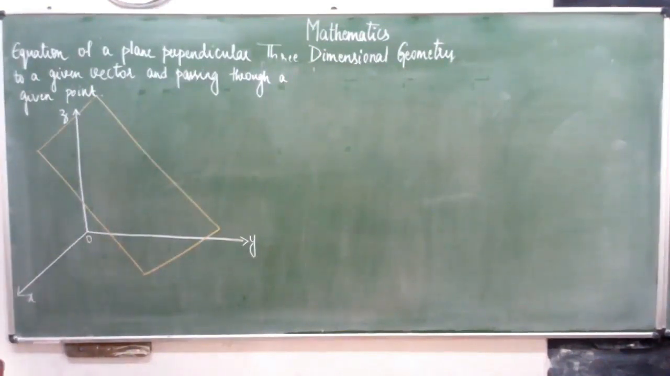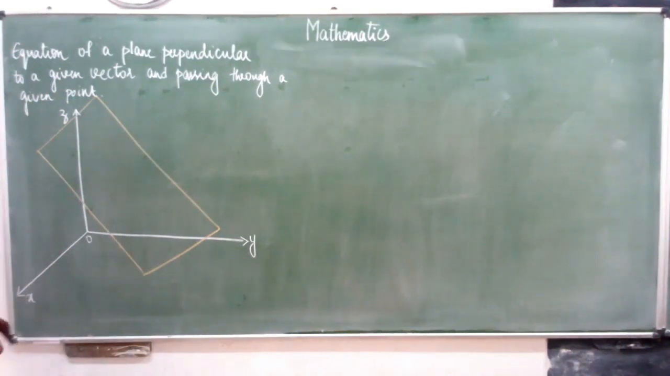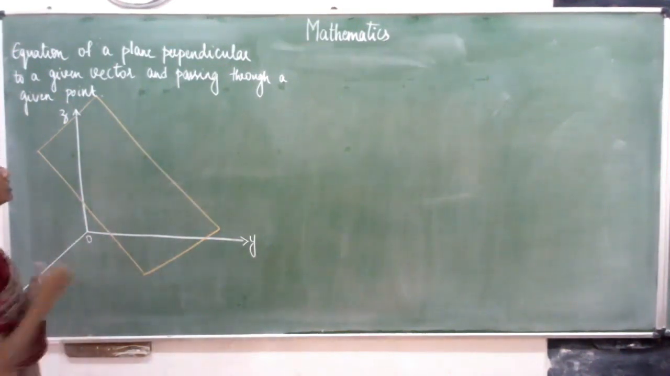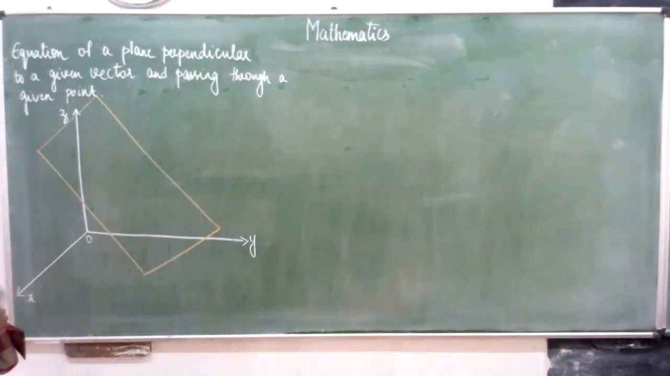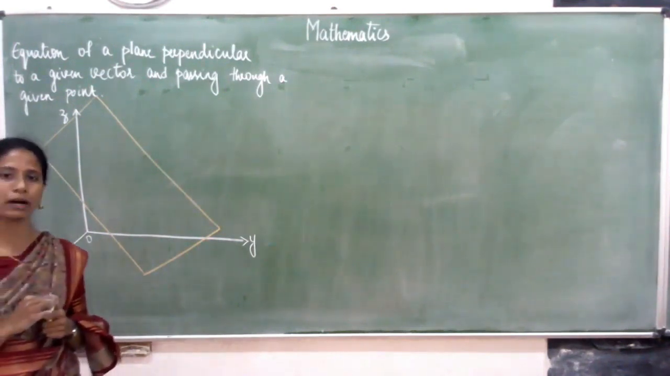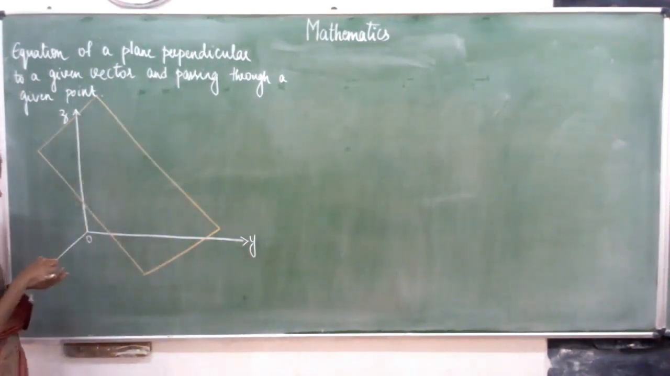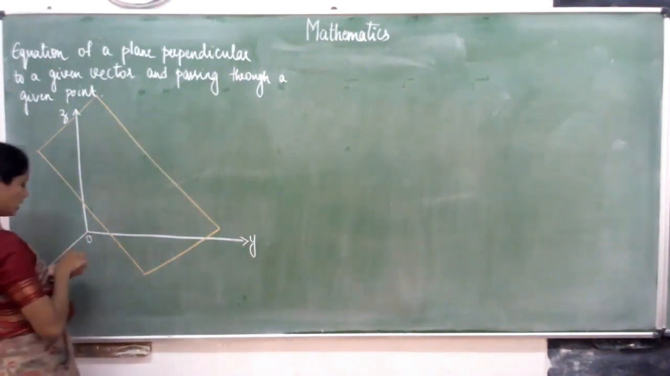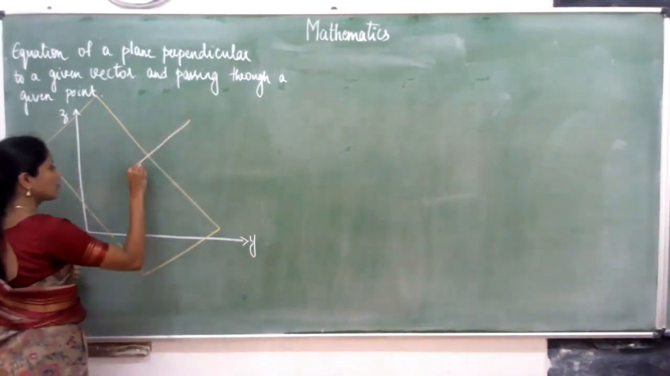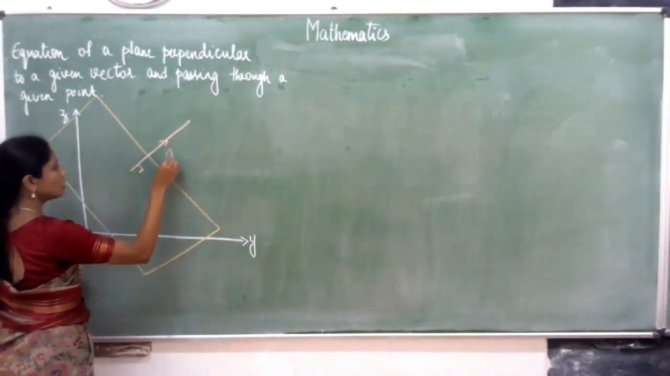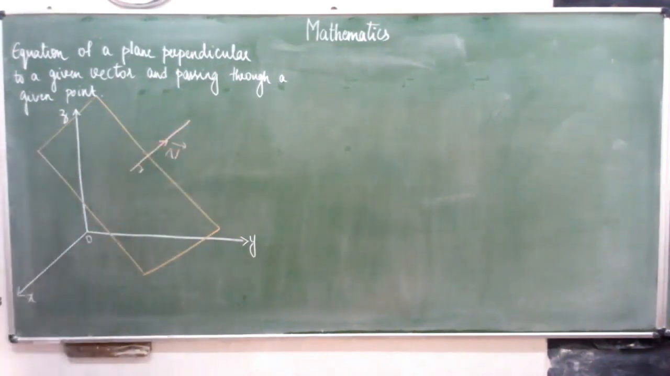Next, let us derive the equation of a plane which is perpendicular to a given vector and passing through a point. So this plane which I have written in orange, for this plane we have a vector perpendicular to it. So, the equation of a plane which is perpendicular to a given vector and passing through a point.